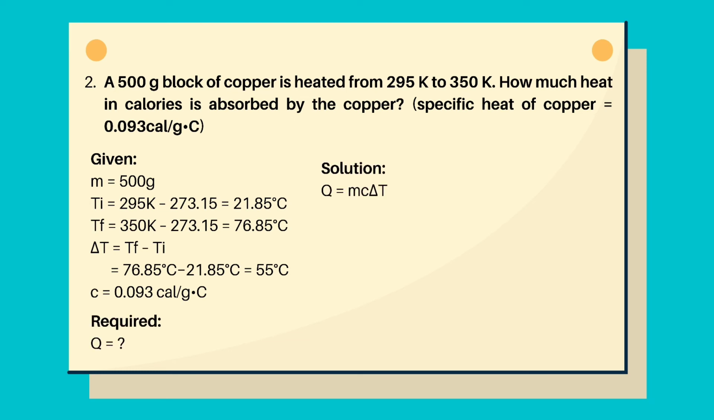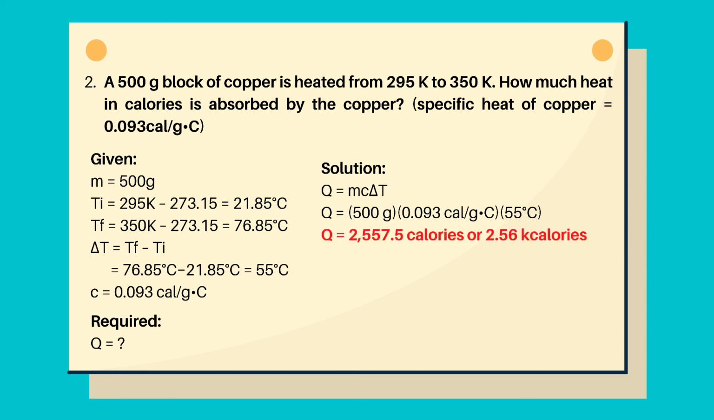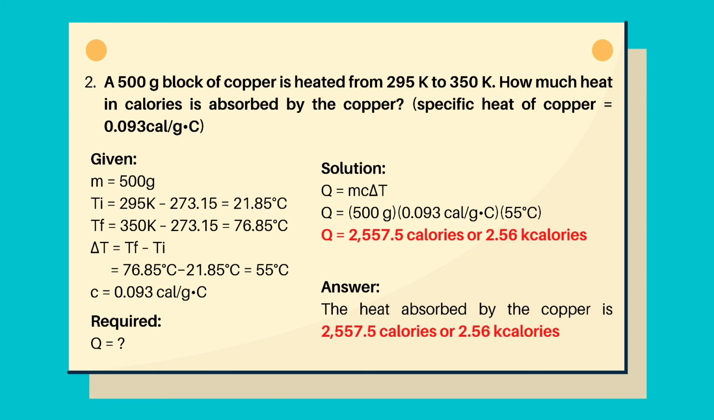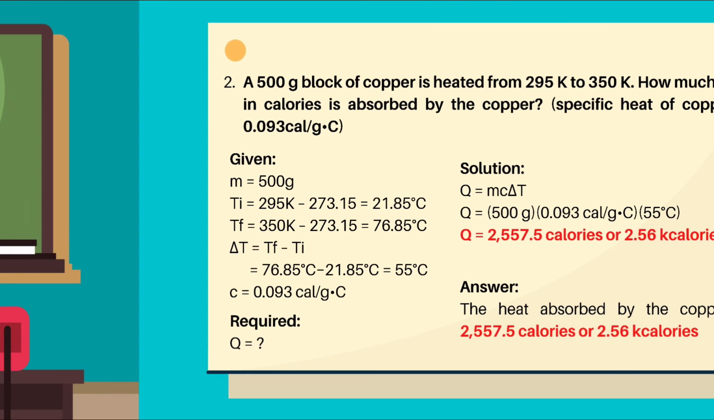Let's solve. Using the formula, heat is equal to mass multiplied by the specific heat multiplied by the change in temperature, we have heat is equal to 500 grams multiplied by 0.093 calories per gram degree Celsius multiplied by 55 degrees Celsius. We have 2,557.5 calories or 2.56 kilocalories. The answer for this problem is the heat absorbed by the copper is 2,557.5 calories or 2.56 kilocalories.